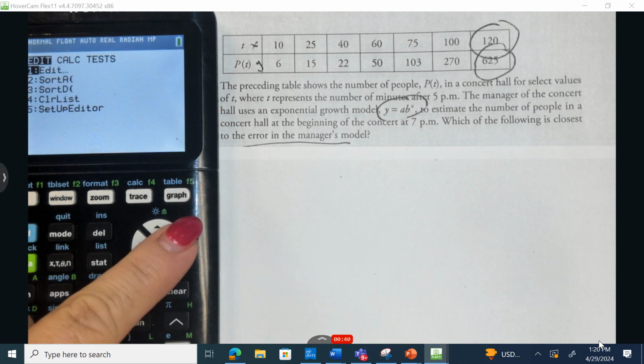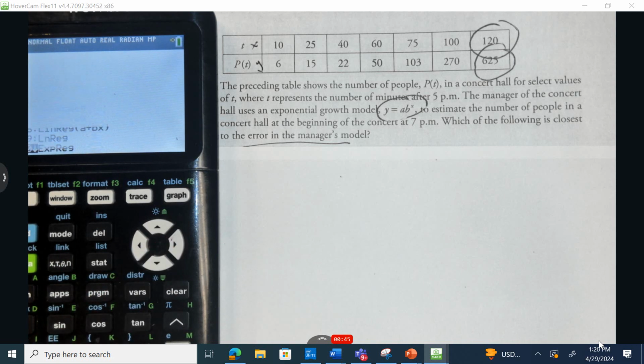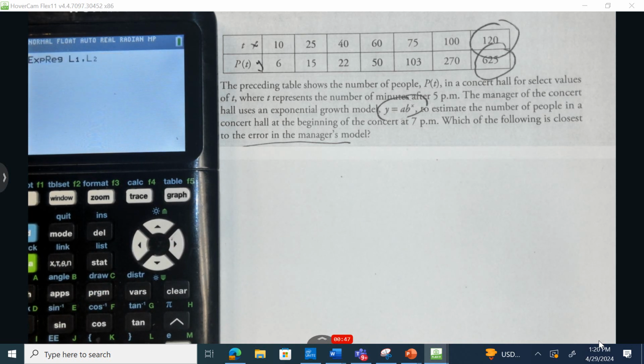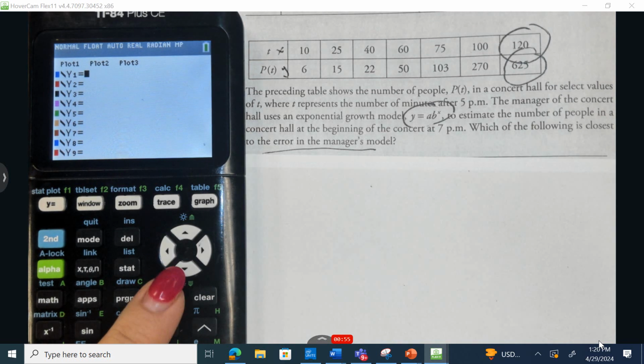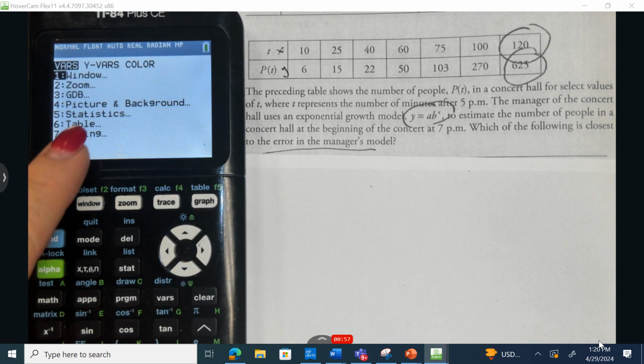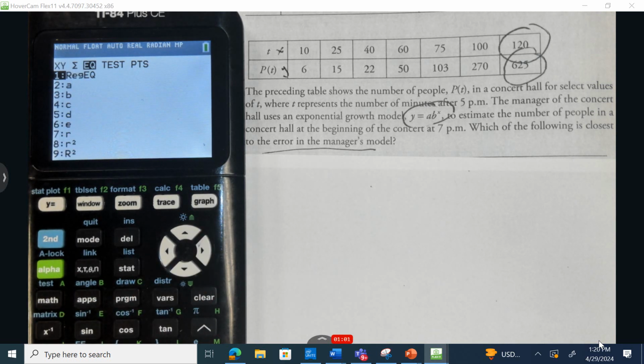So I'm going to go to stats and calculate and go all the way down to exponential and press enter all the way through. Now, how can I take this and paste it into a graph? Well, I can paste it into a graph by going up to y equals. I'm going to go to vars, and then I want to go down to stats, and then I want to go to equation, and that pastes it in.